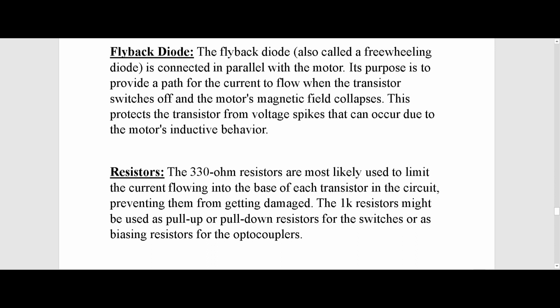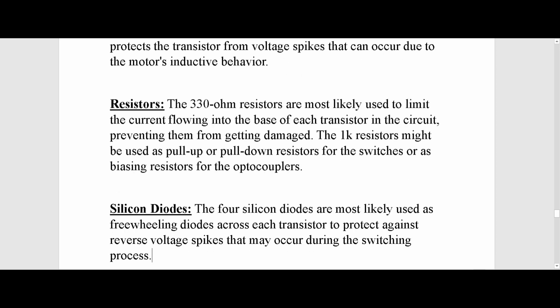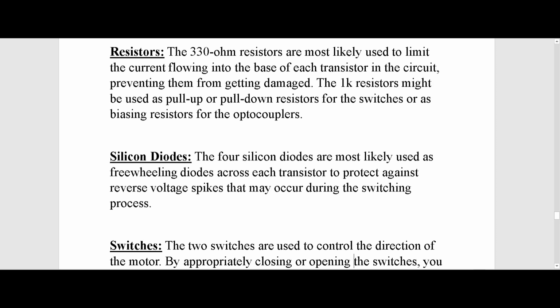As discussed earlier about the resistors, the 330 ohm resistors are most likely used to limit the current flowing into the base of each transistor. These 330 ohm resistors are attached to the base of the transistor to limit the current flowing to the base. The 1K resistors might be used as pull up or pull down resistors for the switches. These resistors are attached to the switches, which help as pull up and pull down, matching for the optocouplers.